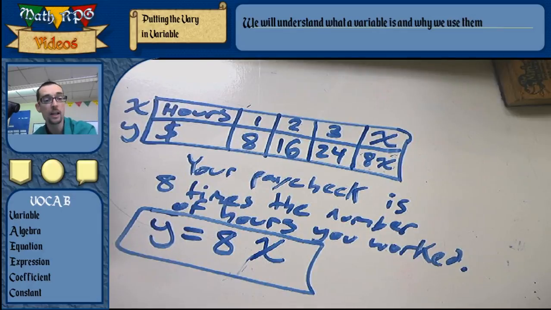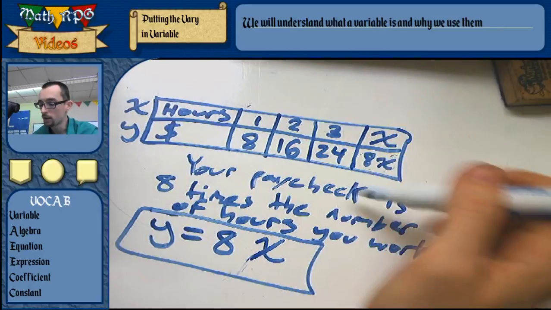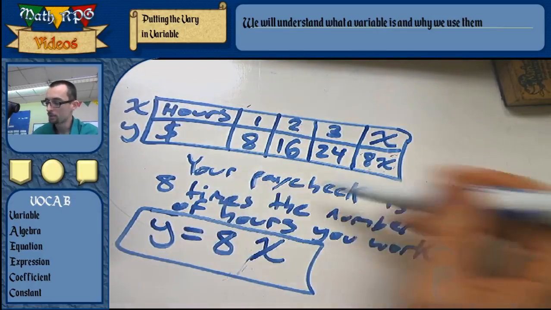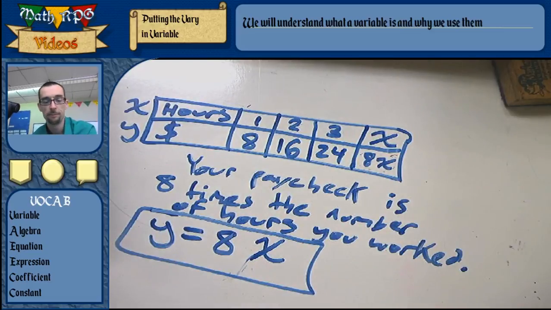As long as I represent your paycheck with Y and the number of hours you worked with X. Okay? That's it. And usually in a word problem, they'll come right out and say, let X be the number of hours you worked. Let Y represent your paycheck. They'll say that right in the problem. So there's my equation for this problem. Okay. Now let's continue with this problem.